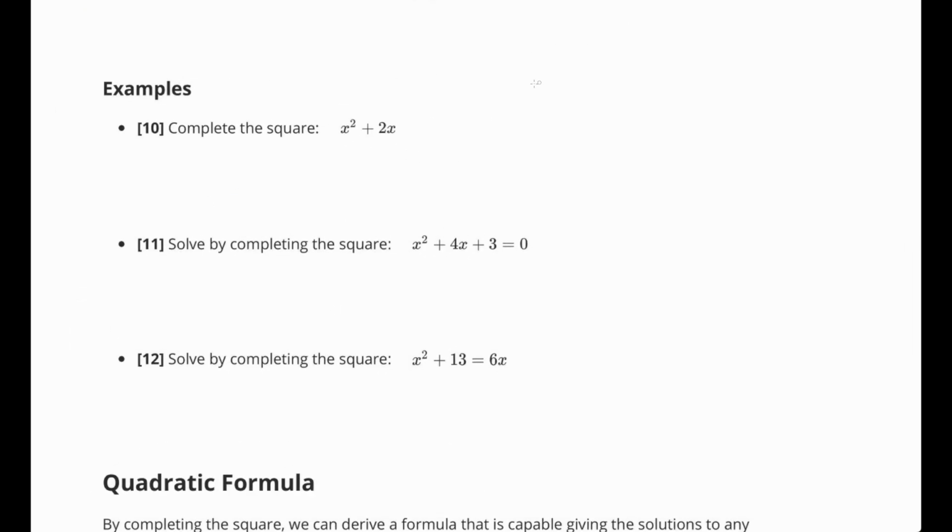So again, we want it in vertex form, which as a reminder looks something like this. It's a times x minus h quantity squared plus k. So we want this to look like this. Okay, I'm going to show you the steps that you're going to need for this.